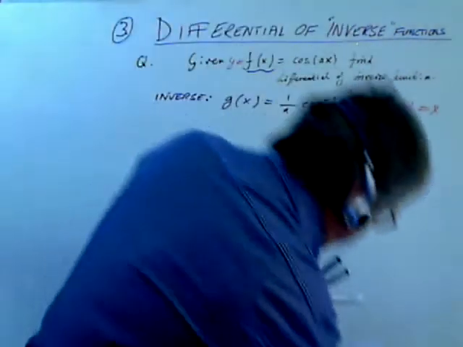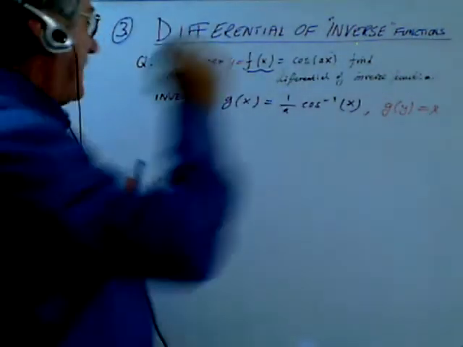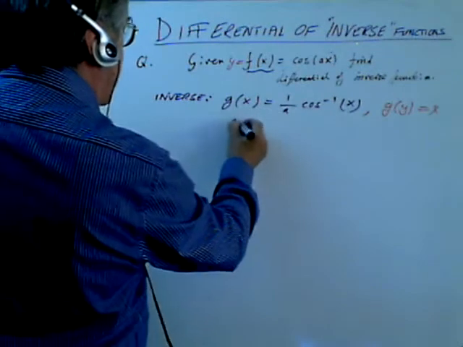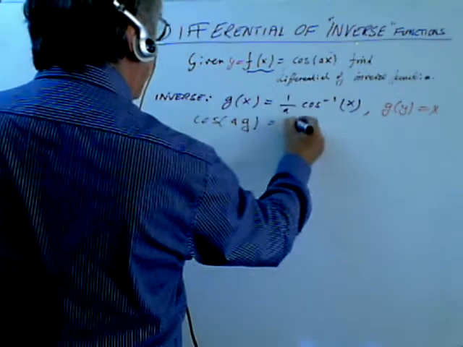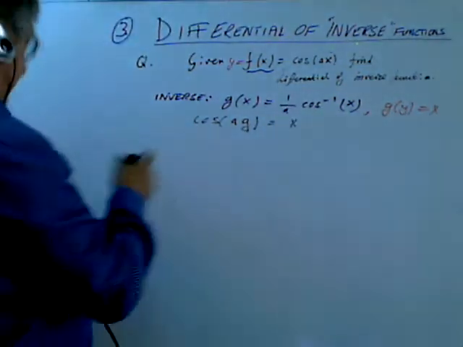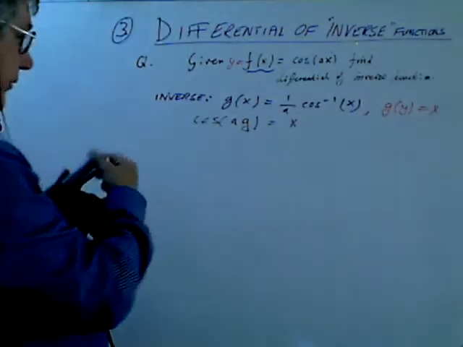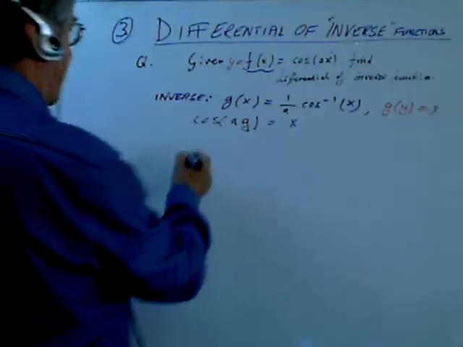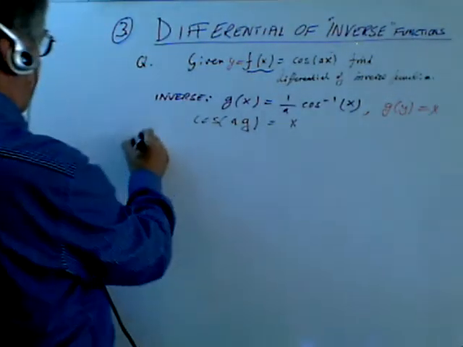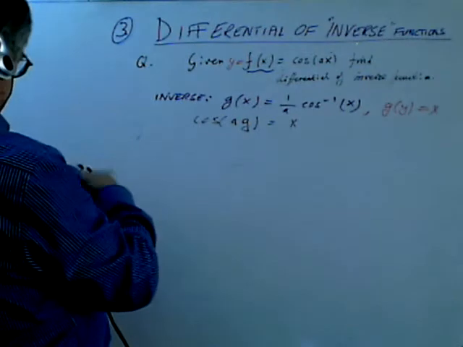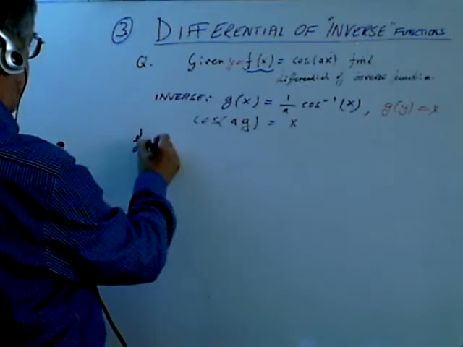Well, here's the secret in doing this, and pay close attention. If I multiply a g like that, and then take the cosine, I am going to have x. So that implies that. And what I do now is I differentiate both sides with respect to x. So I get d over dx of both sides here.